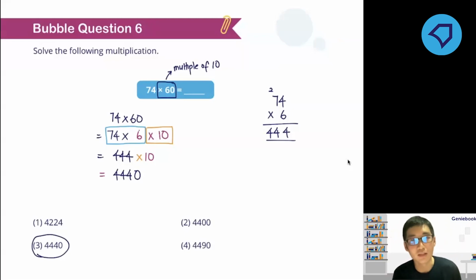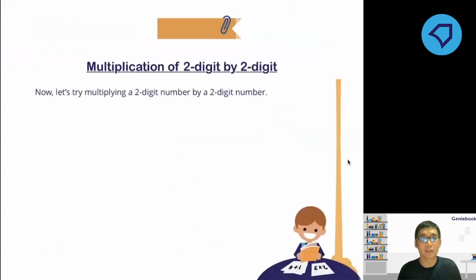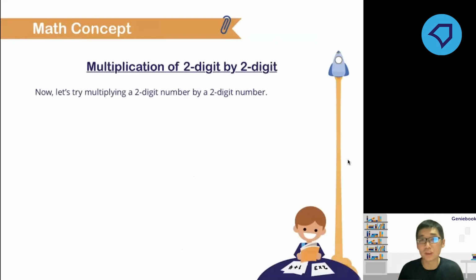4,440. Now, do we multiply a 2-digit number by a 2-digit number? For instance, one of your classmates just now asked, how do we multiply 99 by 99? After my explanation here, I hope you can try it yourself. So let's take a look at an example first.